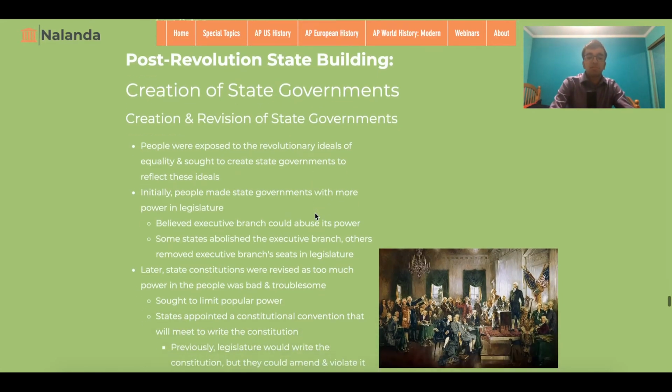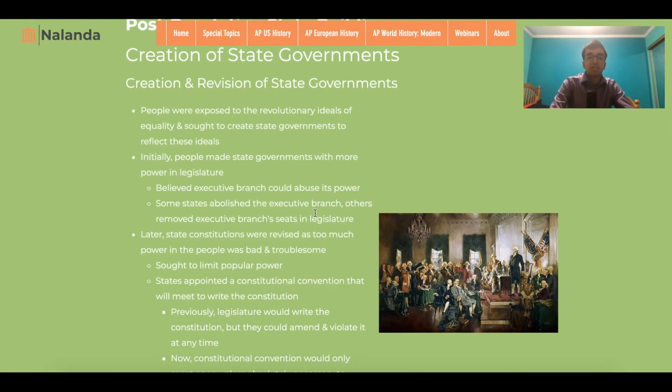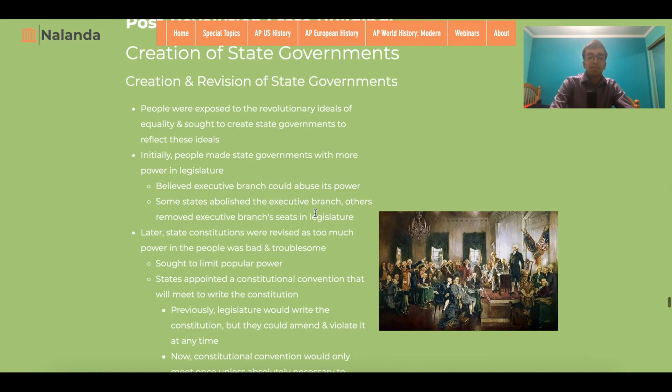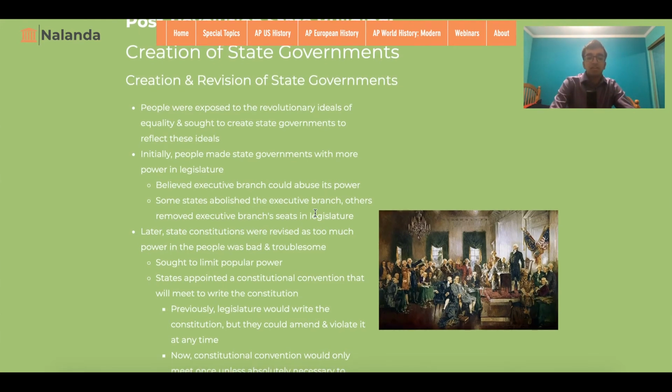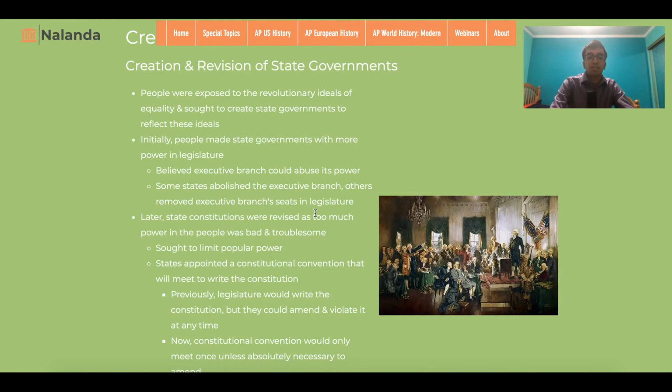Now, after winning the war, the colonies struggled to build a strong national government. The states wielded such enormous power over the national government, and each state had a strong executive and legislative branch.